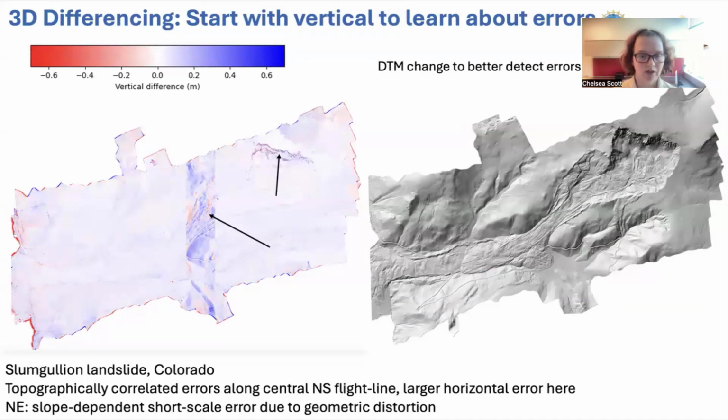And in particular, you can see two different errors. First, along these north-south oriented stripes, we see some topographically correlated signals, and so we would expect larger horizontal alignment errors here that are consistent in sign. Here we also see these short-scale, slope-dependent errors, which are due to geometric distortion.